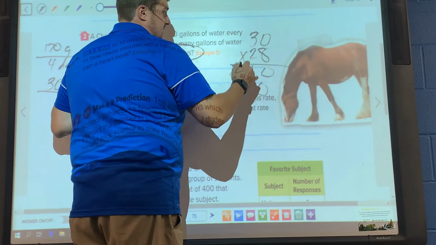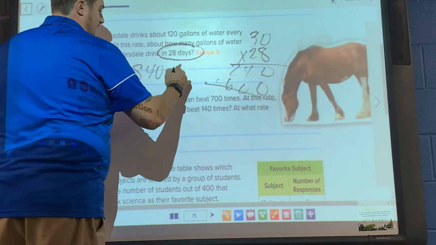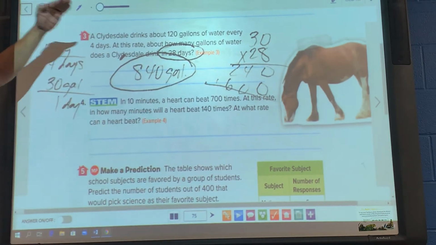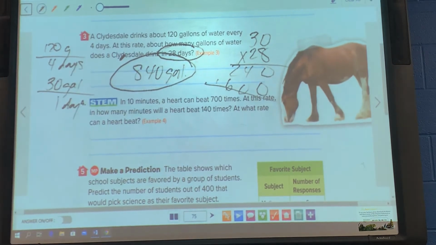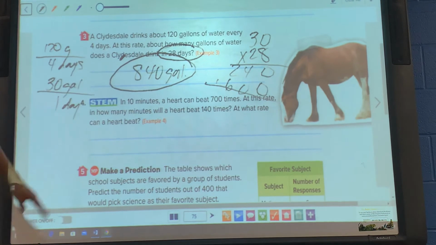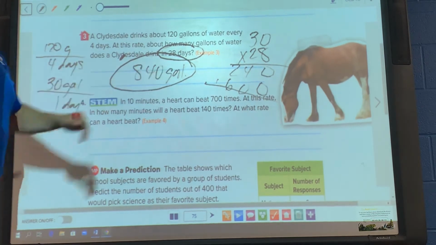Okay, so we multiply this out, and you get 840 gallons of water in 28 days. So that horse is going to drink about 840 gallons of water in 28 days. So that's what you're trying to find there. Okay, so find the unit rate, and then whatever they're asking you to do after that, that's what you have to pay attention to. This is not your final answer. That's part of it. You have to find that to find the last piece.